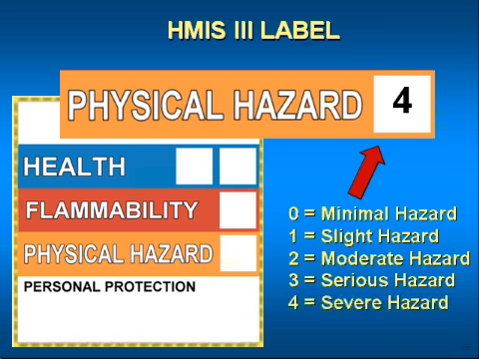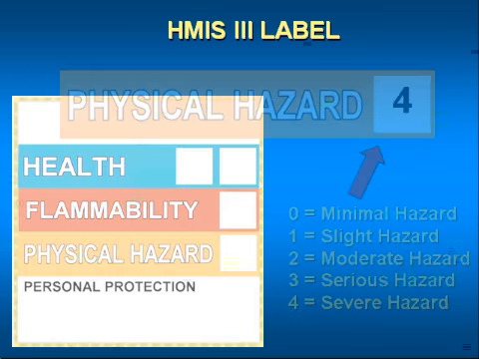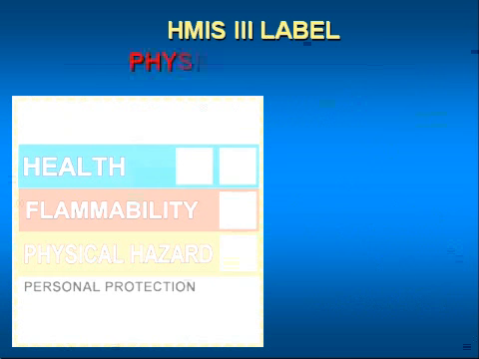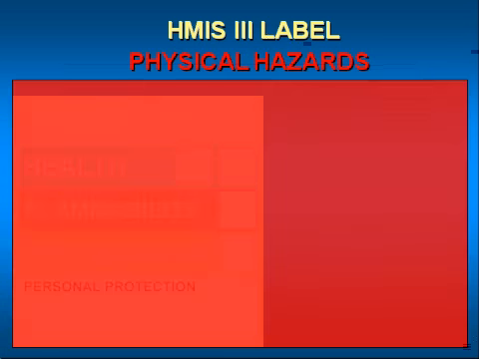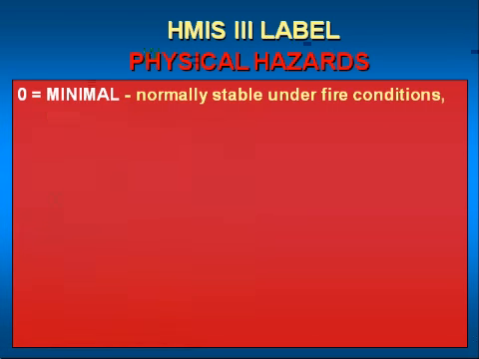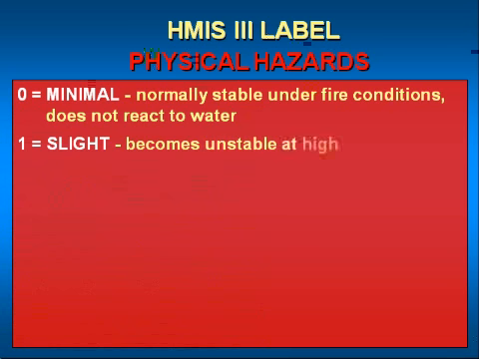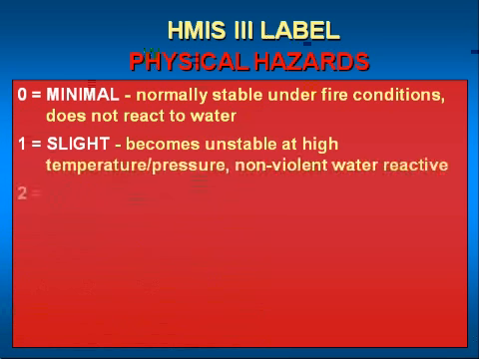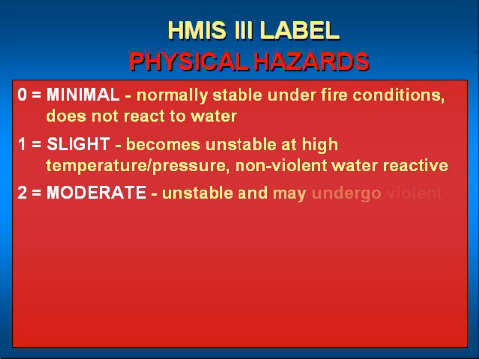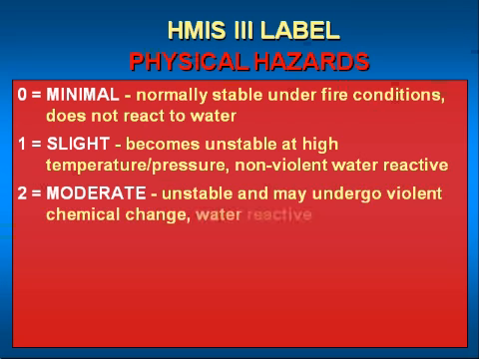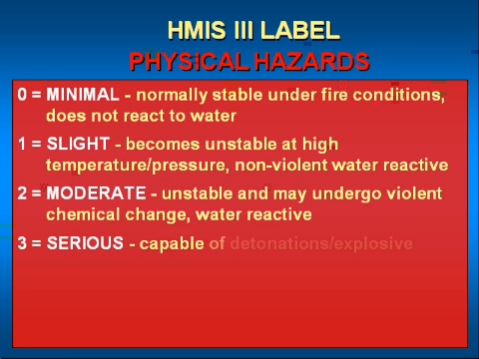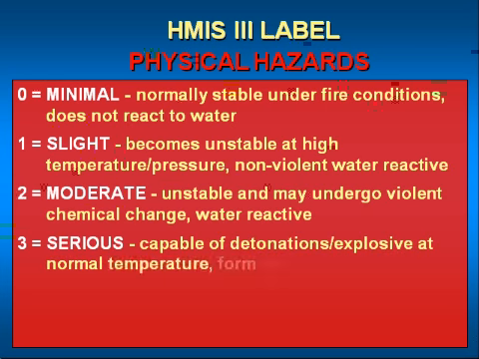To better understand the numbering systems of physical hazards, we can look at this chart. 0, minimal hazard, normally stable under fire conditions and does not react with water. If you'll remember, I told you with a 0 or a 1 in that box, it tells that firefighter that here is a chemical that if it comes in contact with water as part of that firefighting process, it will not cause a violent explosion or reaction to take place.